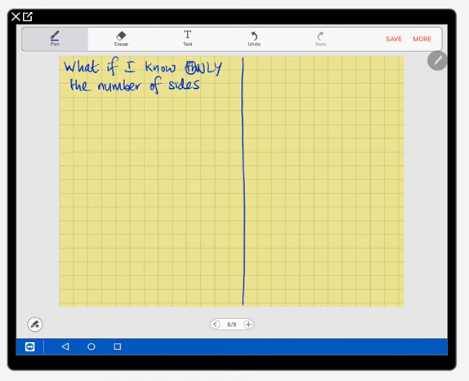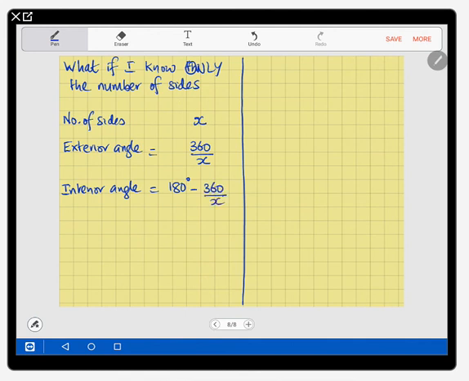Finally, what if I only know the number of sides? So let's say my number of sides is equal to x. From that, I know that my exterior angle will be 360 divided by x. And I know my interior angle would be equal to 180 minus my exterior angle, which is 360 over x. Okay, that's my interior angle, right?